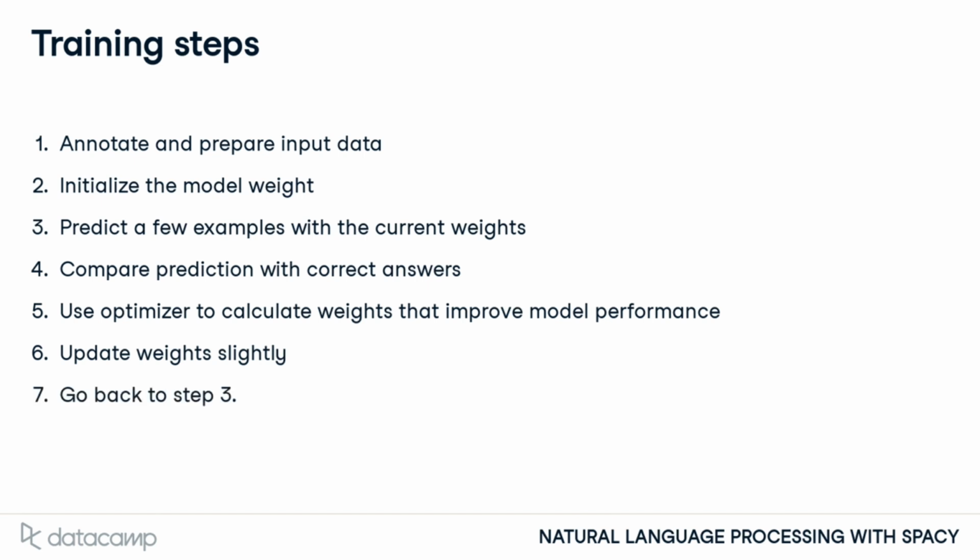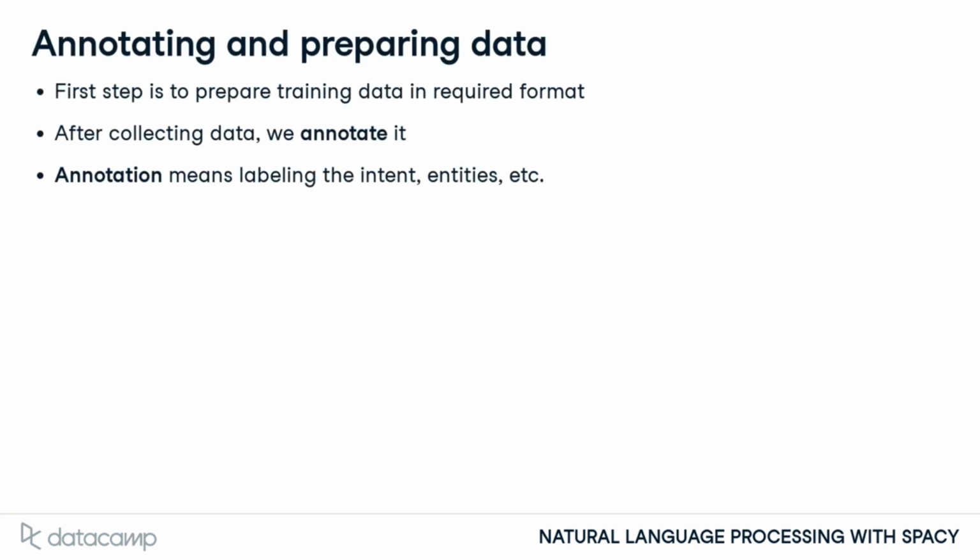We then move on to the next batch of examples, and Spacy continues calling the model to predict another batch of examples in the data and refine the weights. It is clear now that the first step of training a model is always preparing training data. A Spacy model training code works with dictionaries. After collecting data, we annotate data in the required format for a Spacy model. Annotation means labeling the intent, entities, part-of-speech tags, and so on.